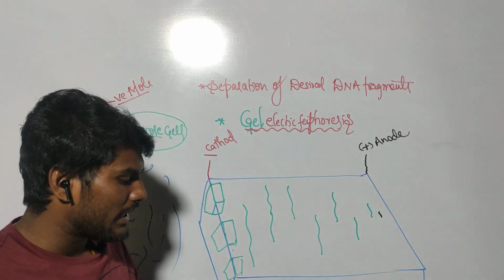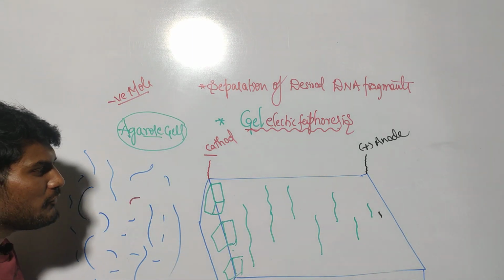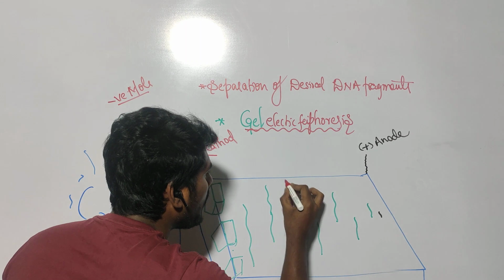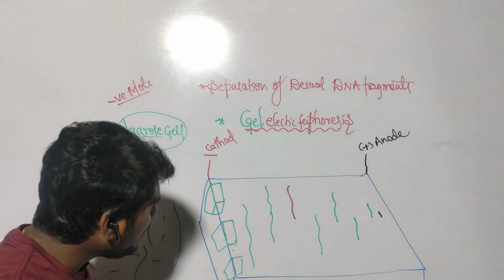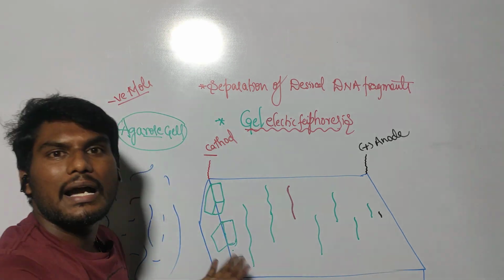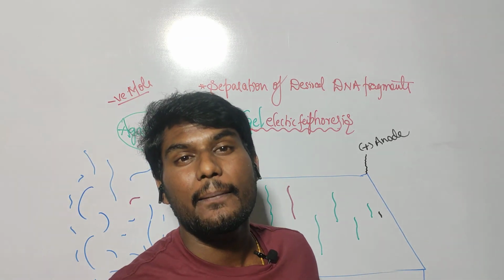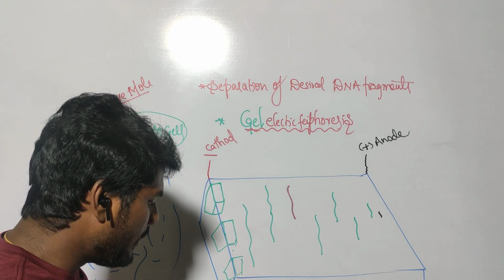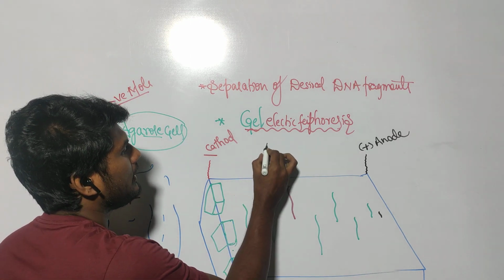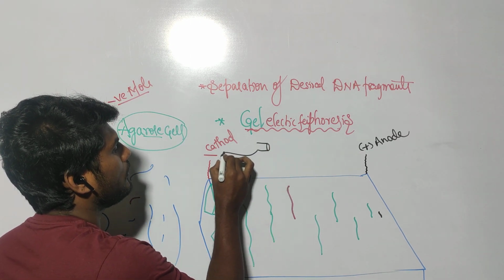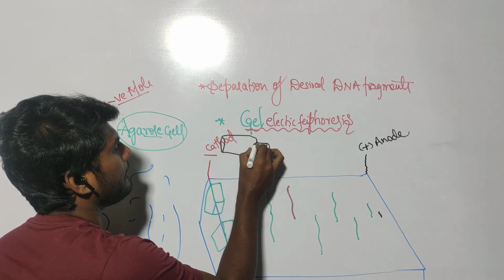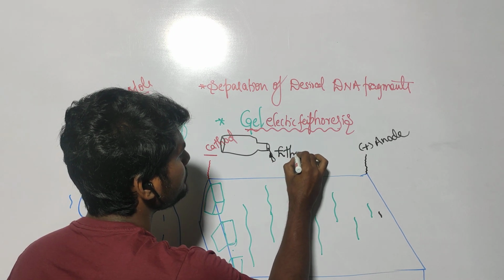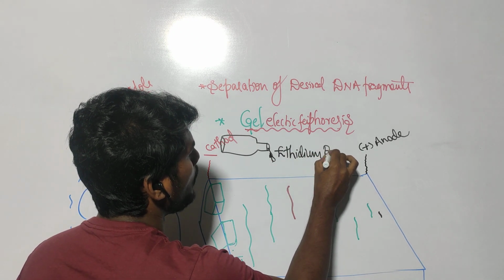Now in this separated part, I have one DNA fragment. I want only one, so this is my desired DNA fragment. Now all the DNA fragments are present in the gel. We can't see the DNA. For seeing purposes, once again we have to add one chemical. What is the chemical? The chemical is ethidium bromide.